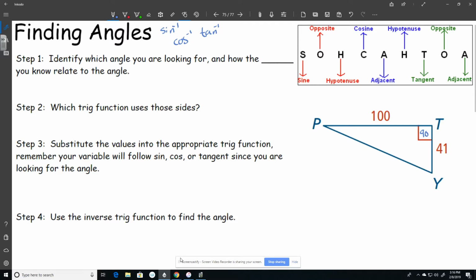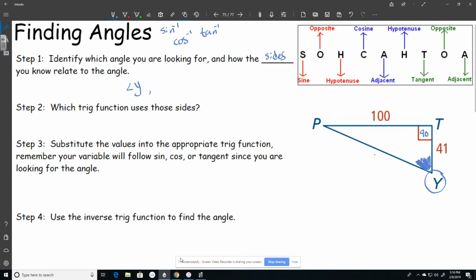So step 1, identify which angle you're looking for and how the sides that you know of the triangle relate to that angle. Well, in this problem, it just gives us a picture. We don't know which angle. So let's start with angle Y. Let's look at angle Y first, this angle right here. And I need to identify the sides that I'm looking for. So I'm looking at angle Y.